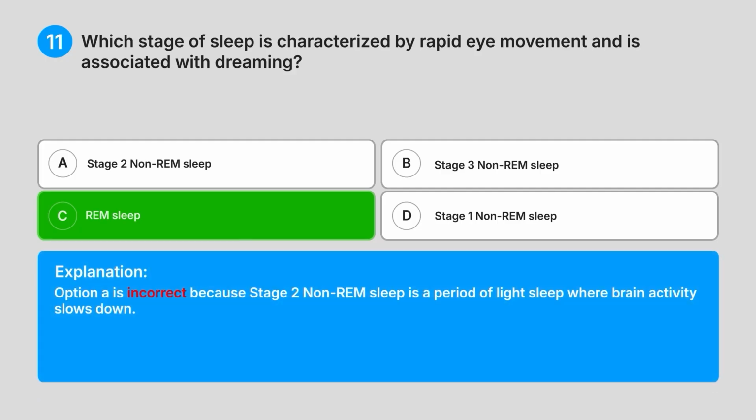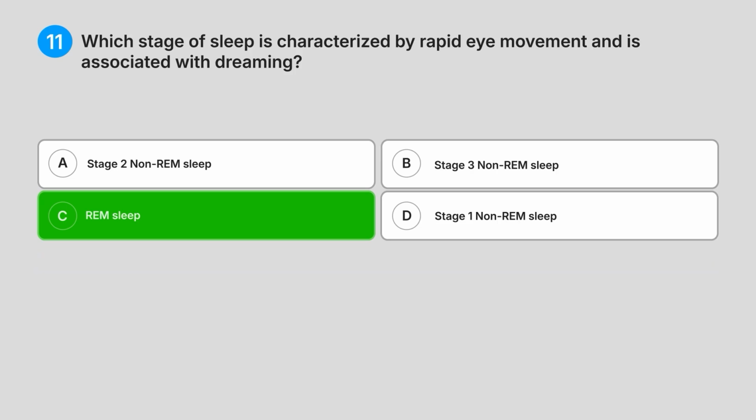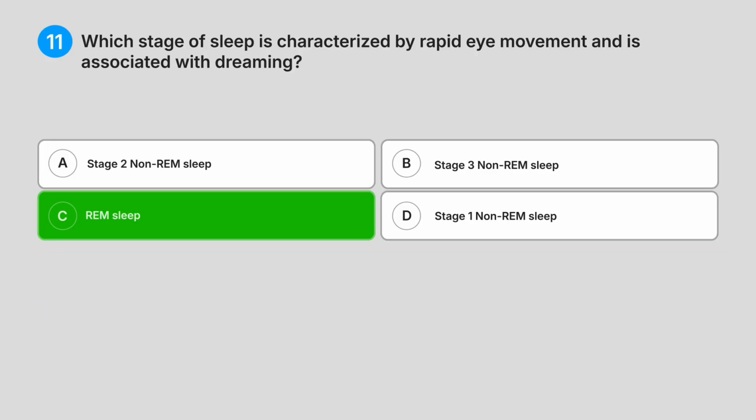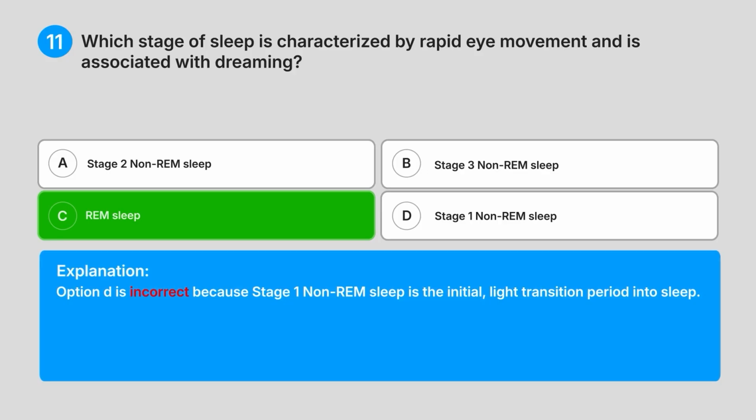Option A is incorrect because stage 2 non-REM sleep is a period of light sleep where brain activity slows down. Option B is incorrect because stage 3 non-REM sleep is the deepest stage of sleep, characterized by very slow brainwaves. Option D is incorrect because stage 1 non-REM sleep is the initial, light transition period into sleep.